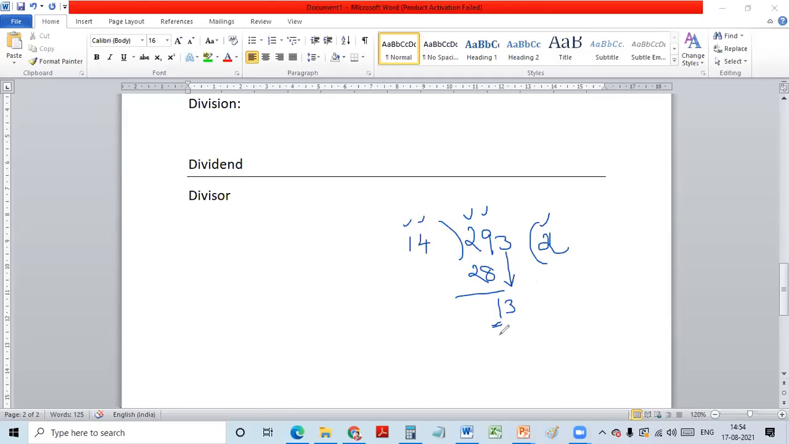Okay, I'll be getting the total remainder as 13, right? Yes, ma'am. This is your remainder and this is your quotient.